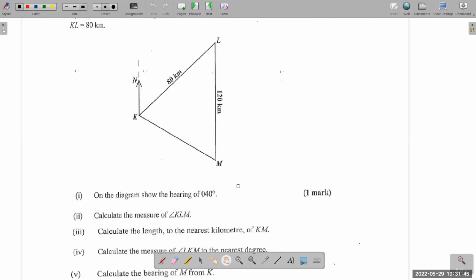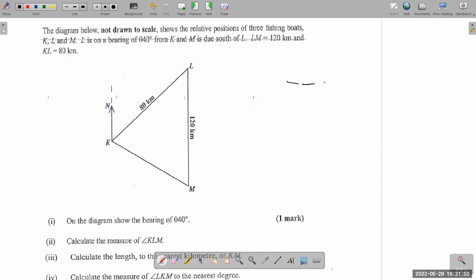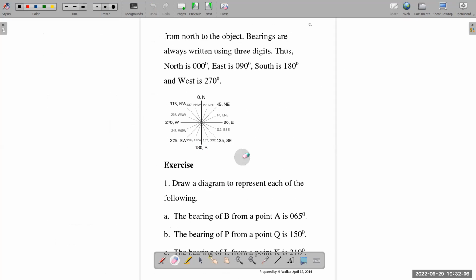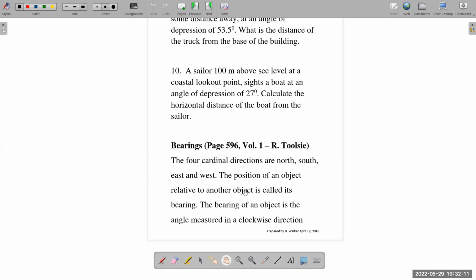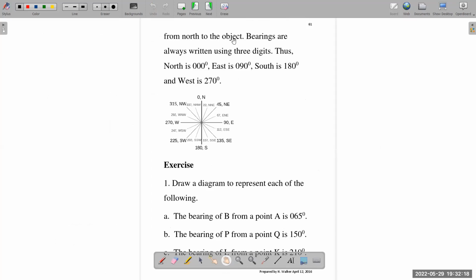So bearings. First thing first, we write bearings with 3 digits. So 90 degrees in bearings is 090. Everybody remember that? We also measure bearings from what? Let me just go back to the summary notes so that we could just get this clear. I'll just read through these notes. The 4 coordinate directions are north, south, east, and west. The position of an object relative to another object is called a bearing. The bearing is measured clockwise from the north. Bearings are always written using 3 digits.